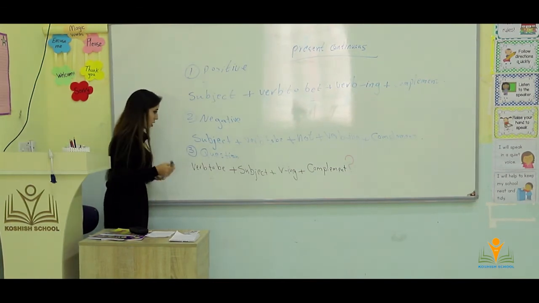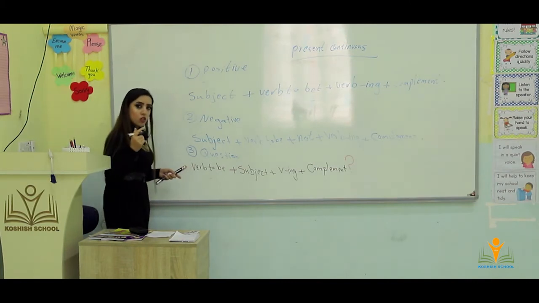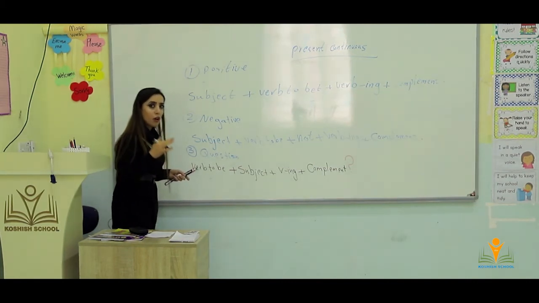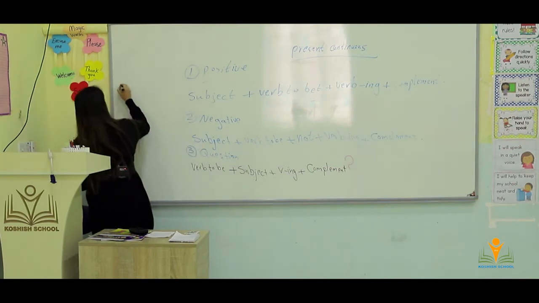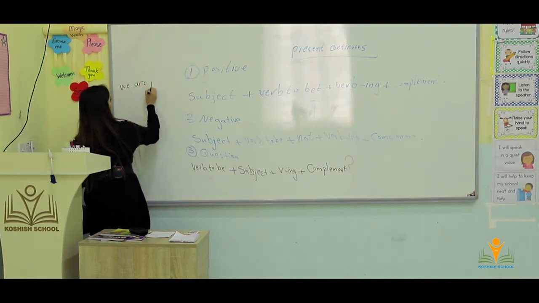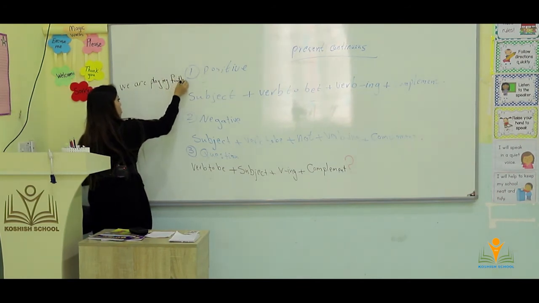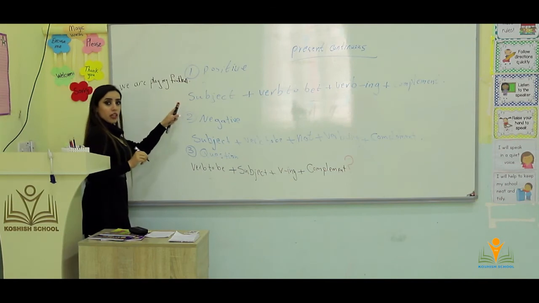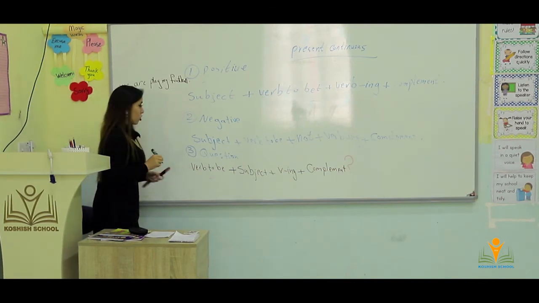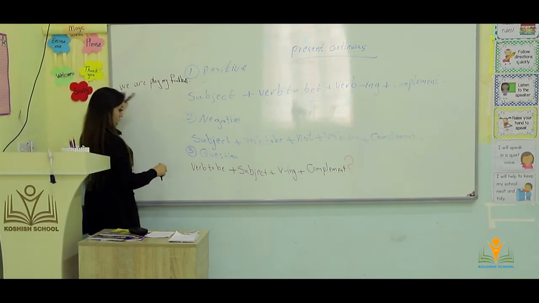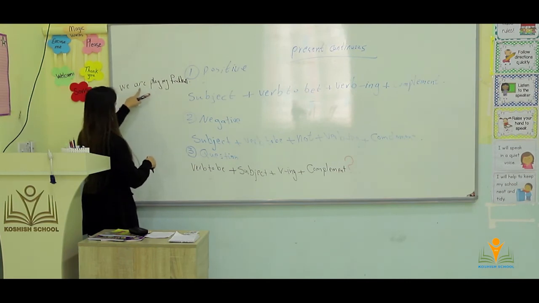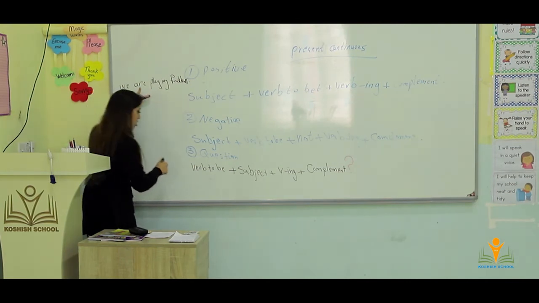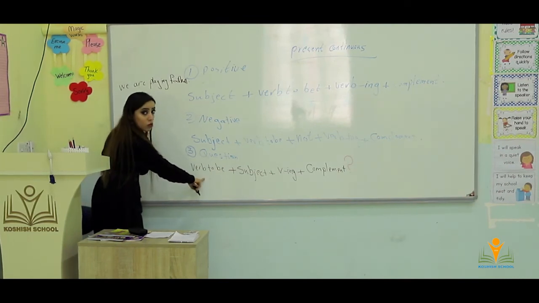For example, okay, I will change the question, we are playing football. I will change it to a question. For example, we are playing football. I will change the sentence. I will make it a question. So we have the verb to be comes at the beginning of the sentence. We see the verb to be here. We have are. So we bring it at the beginning of the sentence.